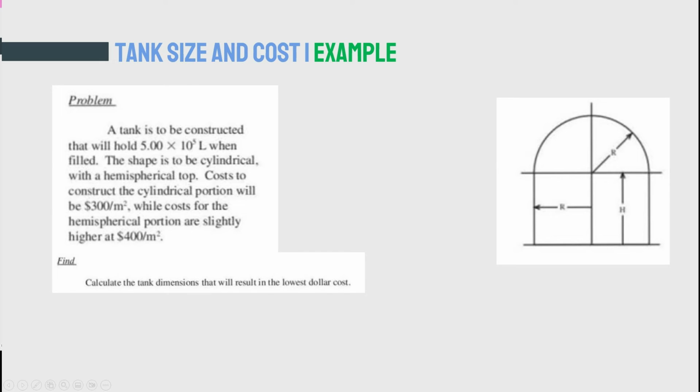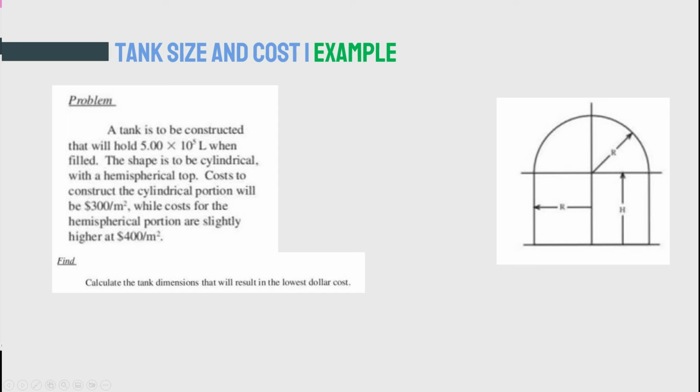You got a problem. You have a tank to be constructed. It will hold 5 by 10 to the power of 5 liters when filled. That's how much volume it has, like 500,000 liters of water. The shape is to be cylindrical with a hemispherical top. Hopefully you can imagine that. Cost to construct the cylinder portion will be $300 per square meter, while the cost for the hemisphere portion is higher, which is $400 per square meter. Now calculate the tank dimensions that will result in the lowest dollar cost.